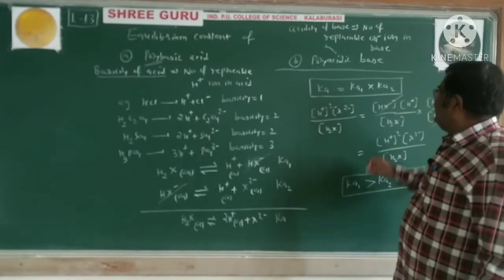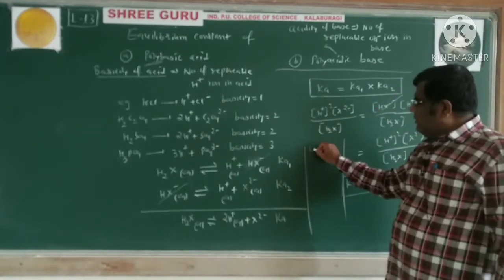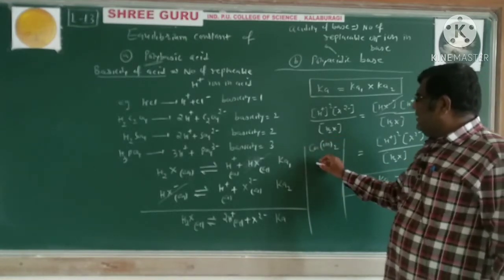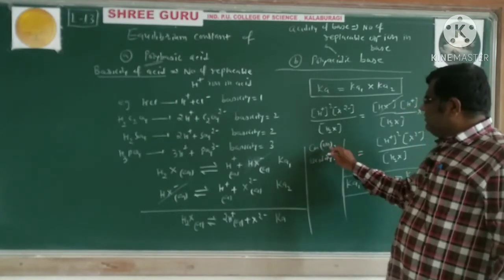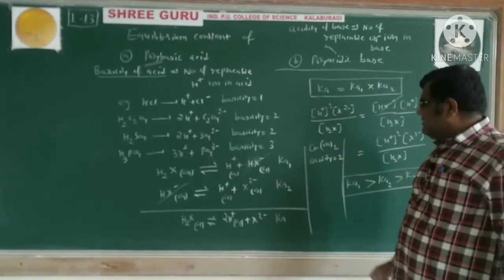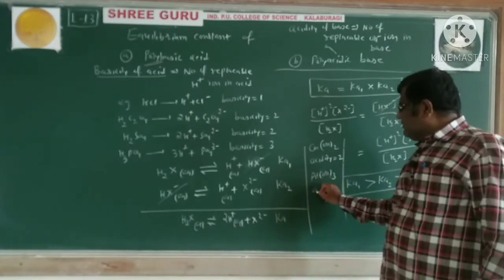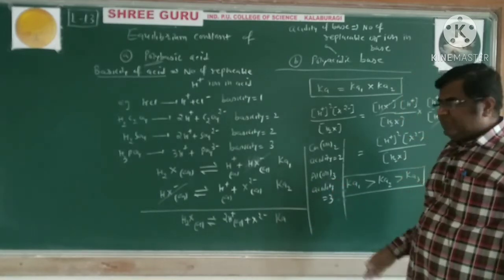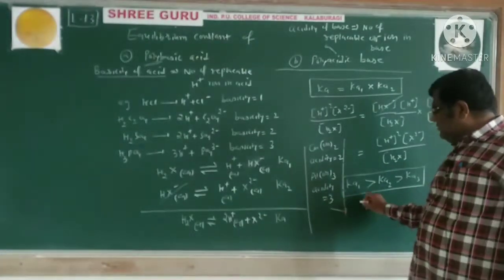If we have calcium hydroxide, what is the acidity? As there are two replaceable OH negative ions, it is diacidic. Aluminium hydroxide, the acidity of this base equals 3. Which relation holds good for this?